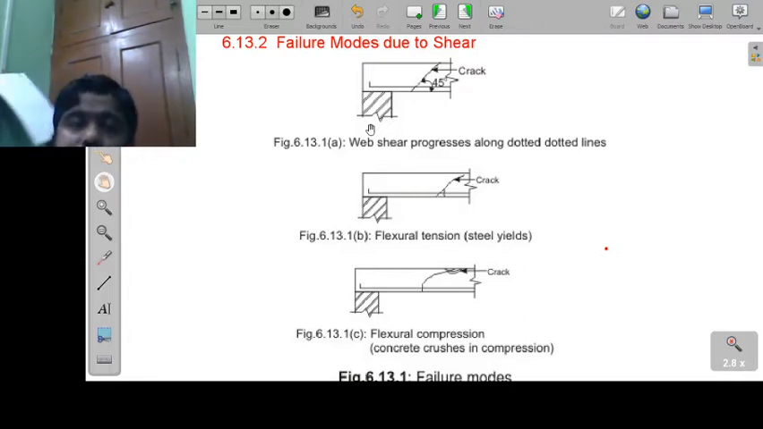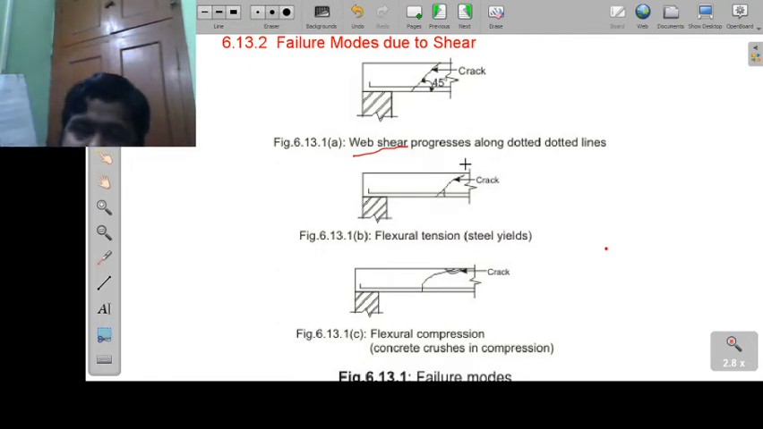There are three modes of failure that can occur in an RCC beam or column. The first one is the web shear, which progresses along the dotted line. Okay, so this first one, if you look at this, is basically called the web shear. This web shear occurs as shown in these figures. It's basically a crack that develops, shown here at around 45 degrees. It can be less, 30 degrees also.